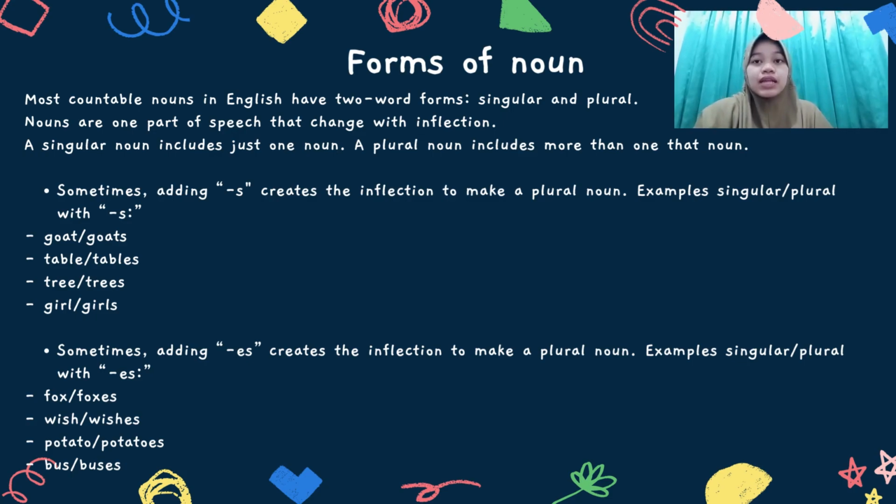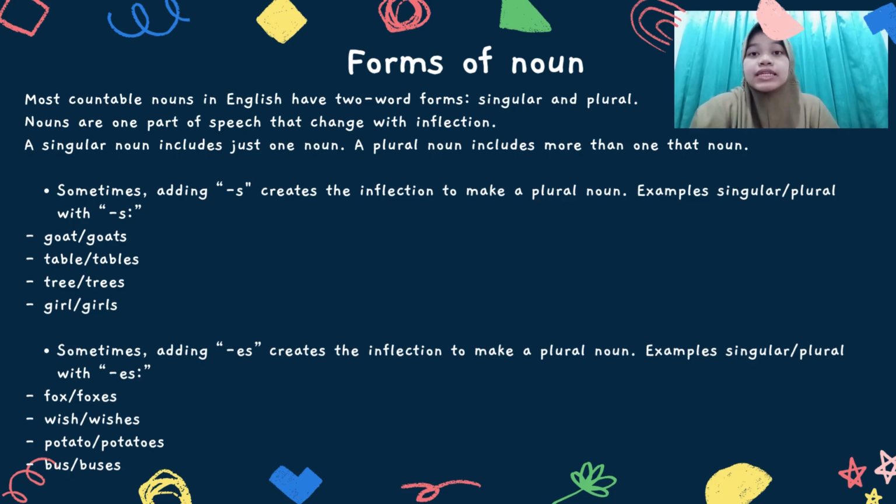So for the next slide, we have forms of nouns. Most countable nouns in English have two word forms, singular and plural. Nouns are one part of speech that change with inflection. A singular noun includes just one noun, and a plural noun includes more than one noun.